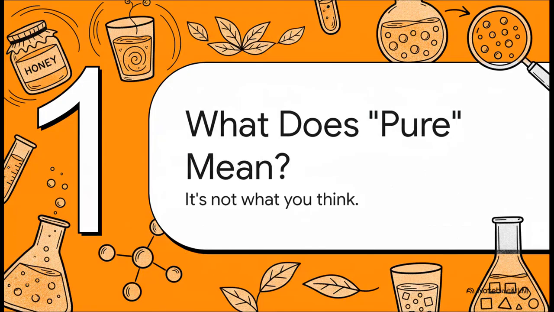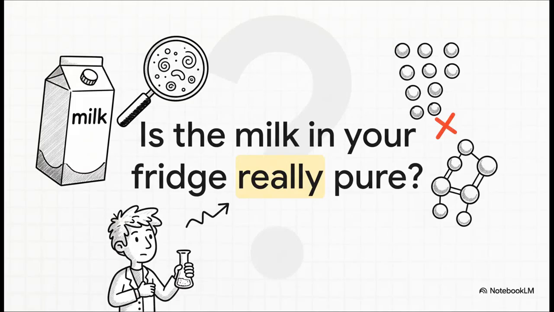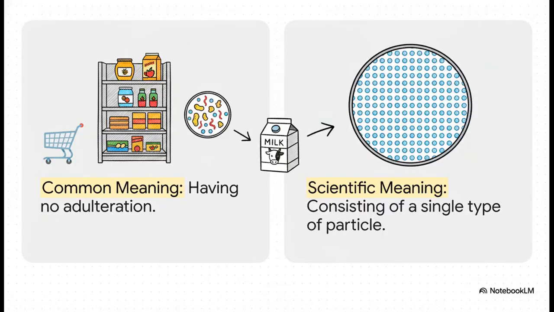All right, so the first thing we have to tackle is a word you see all the time: pure. You see it on orange juice cartons, on honey jars, but to a scientist, that word means something very different. Let's think about this with a classic example. That gallon of milk sitting in your fridge. You'd probably say it's pure, right? Well, a chemist would say, nope, not even close. So, what gives? And here's why.